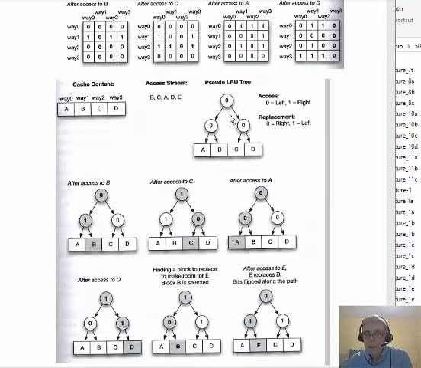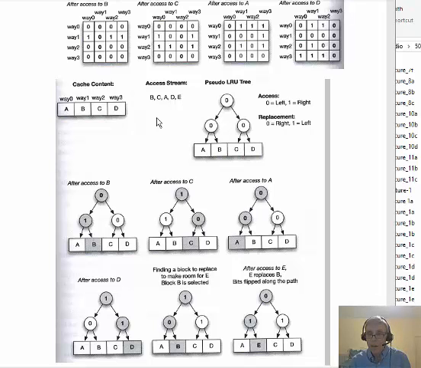Now let's look at the pseudo LRU tree approach. In this example, we're going to assume that we have a 4-way set associative cache with block A in way 0, B in way 1, and so forth. And our access stream again is going to be BCAD, but then we follow it up with an E, which is going to cause a replacement.